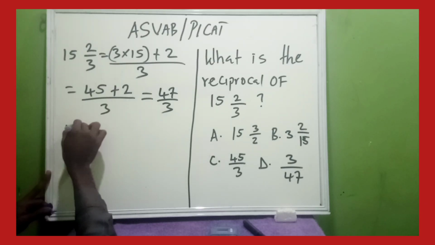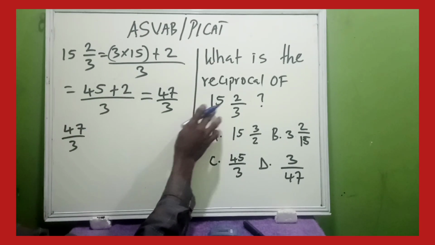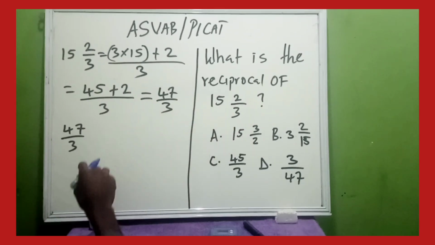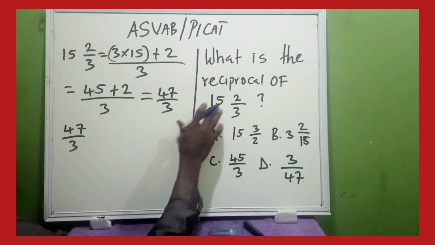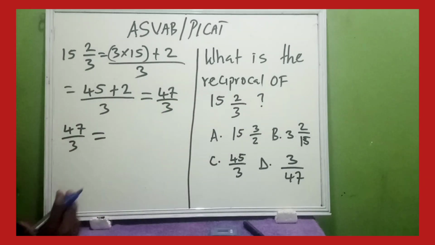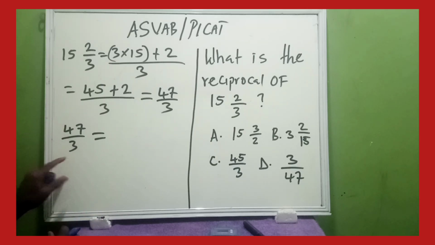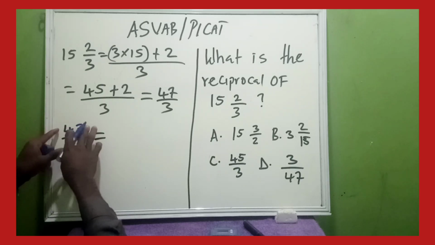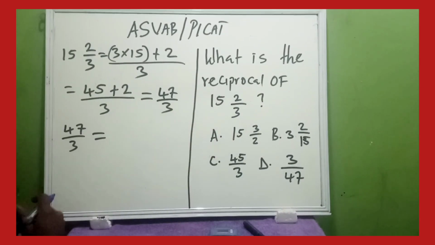But this 47 over 3 is not the reciprocal of 15 whole number 2 over 3. 47 over 3 is the same thing as 15 whole number 2 over 3. How do we find a reciprocal of a number? It simply means you interchange the numerator with the denominator. Since 47 over 3 is the same thing as 15 whole number 2 over 3, we have not changed anything.